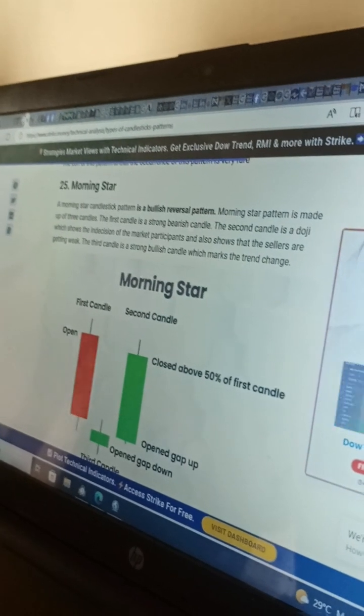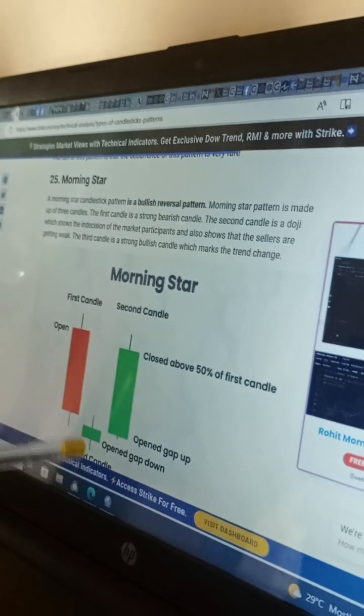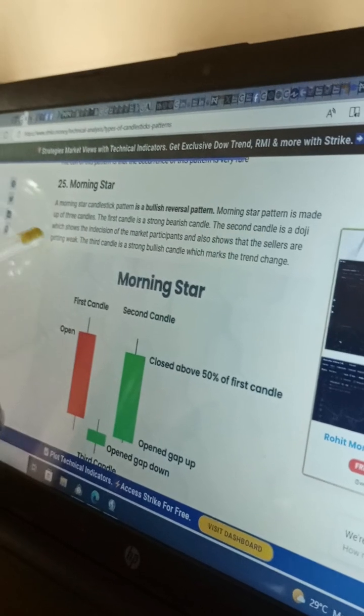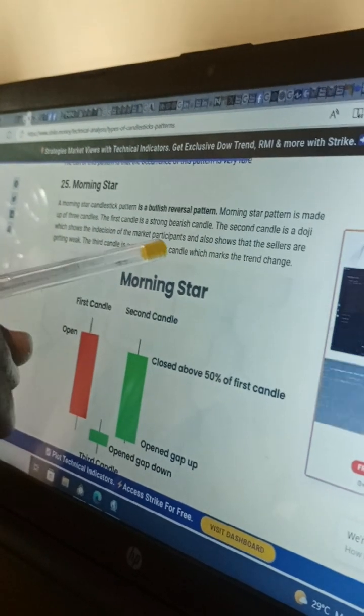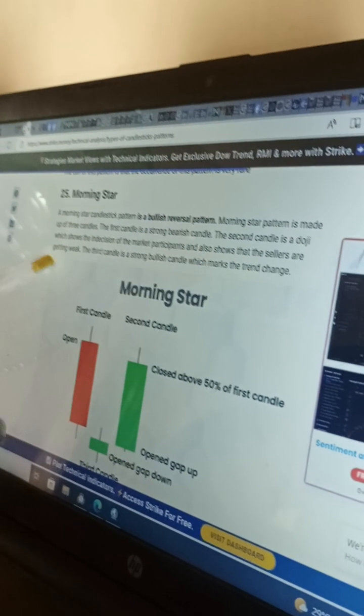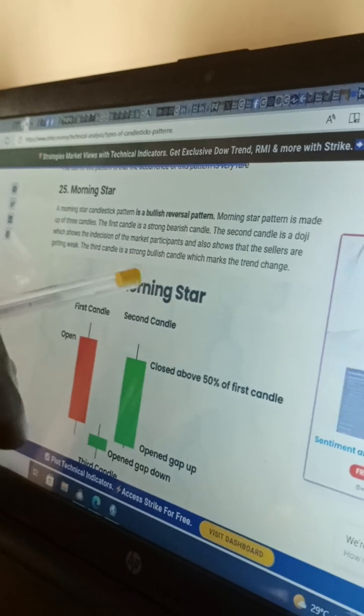I think it's the same thing, just that this doji seems to be different from the other one. The second candle is a doji which shows the indecision of the market participant and also shows that the sellers are getting weak. The third candle is a strong bullish candle which is a change in trend. So it's basically the same thing.